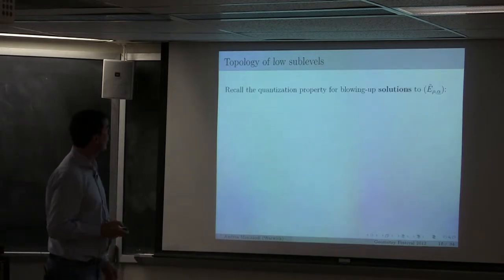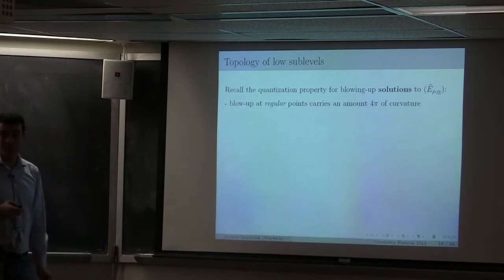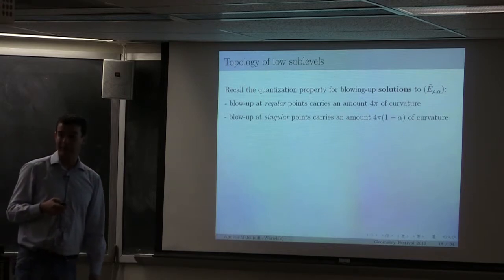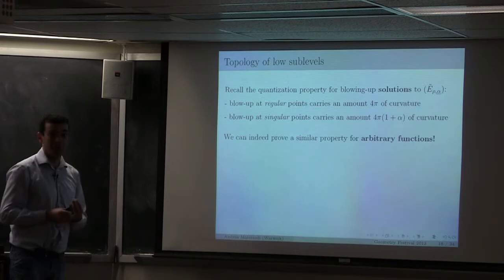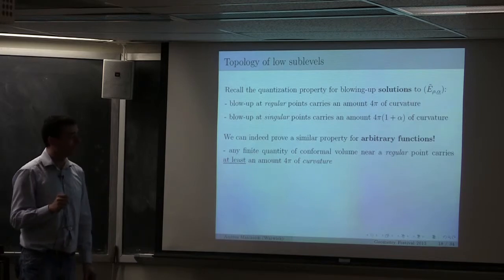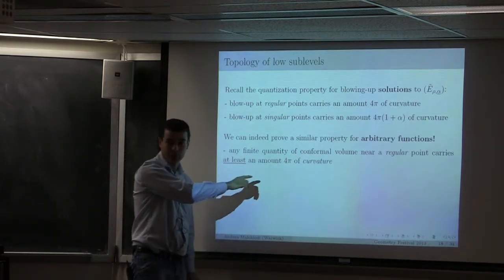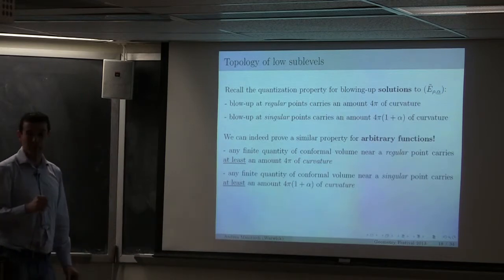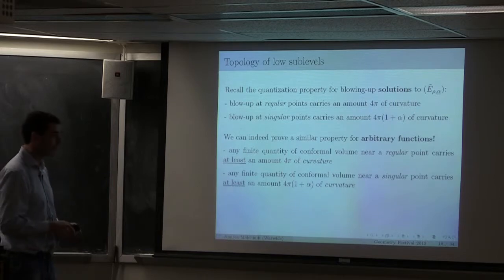What about low sublevels? Let me recall the quantization property of blowing-up solutions. If you blow up at a regular point, you get an amount 4 pi of curvature, while if you blow up at a singular point, you get an amount 4 pi (1 plus alpha). Somehow the main tool in our analysis is that we can prove a similar result basically for arbitrary functions. The principle is the following. If you concentrate any finite amount of conformal volume near a regular point, then you get an amount at least 4 pi of curvature, while if you concentrate near a singular point, then you get an amount 4 pi (1 plus alpha) of curvature. So somehow you weight the points differently.